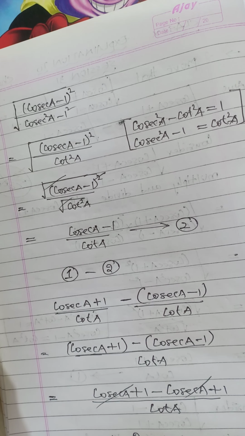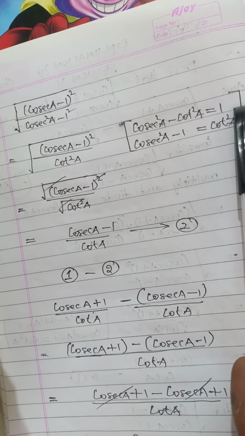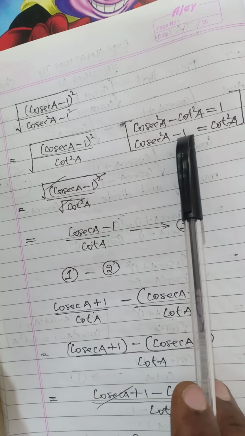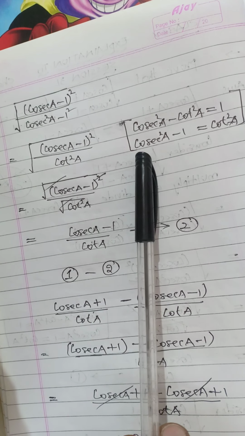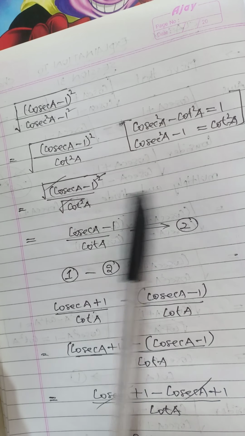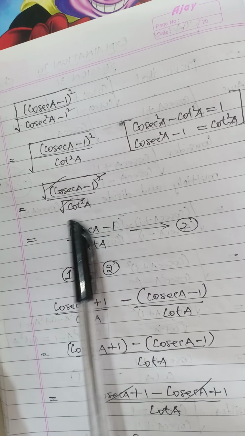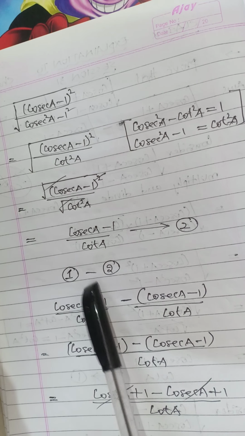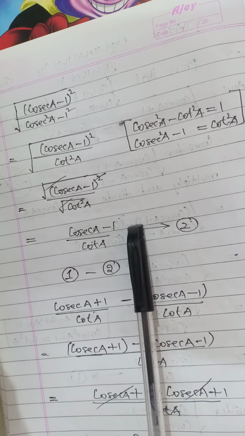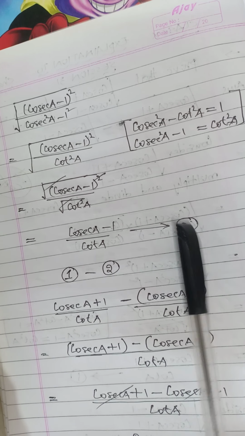Next, the same, we have to use the identity: cosecant square A minus cot square A is equal to 1. So cosecant square A minus 1 is equal to cot square A. Next, separating the root, you will get square root of cosecant A minus 1 whole square by square root of cot square A. Both will cancel and you will get cosecant A minus 1 by cot A. Now take it as 2.